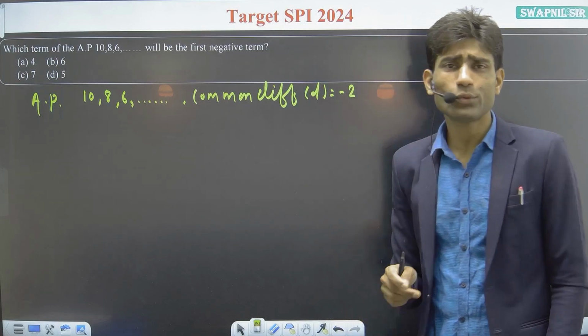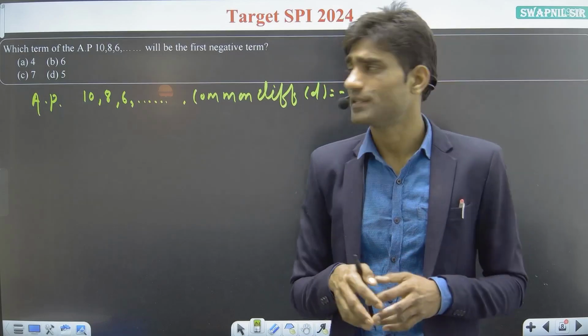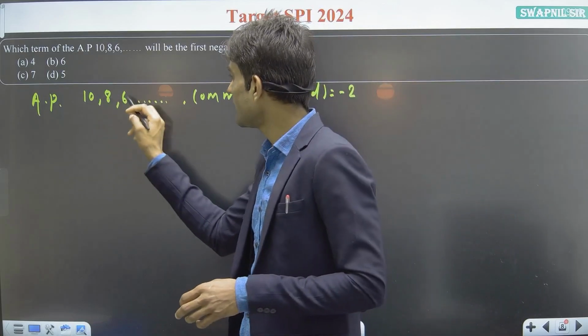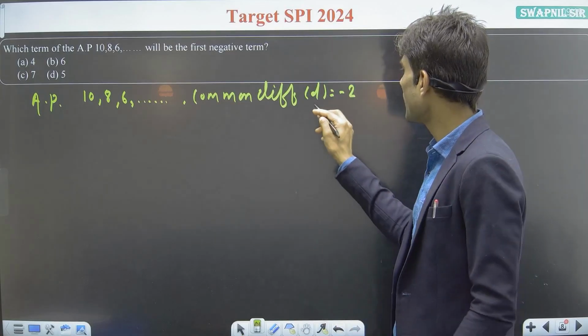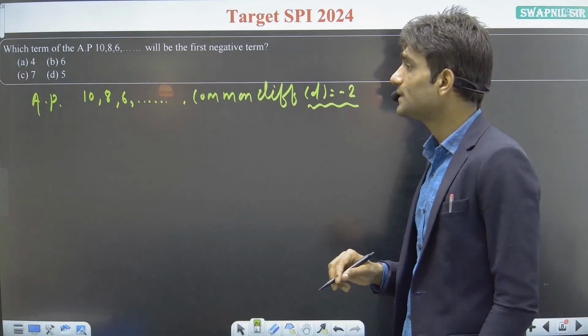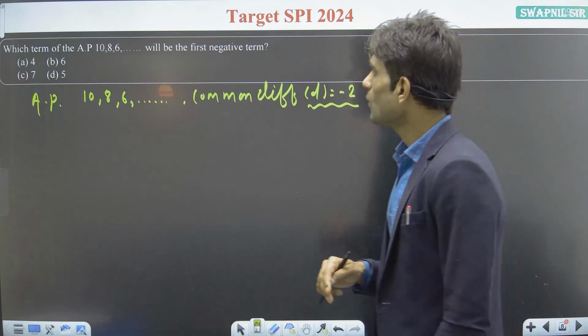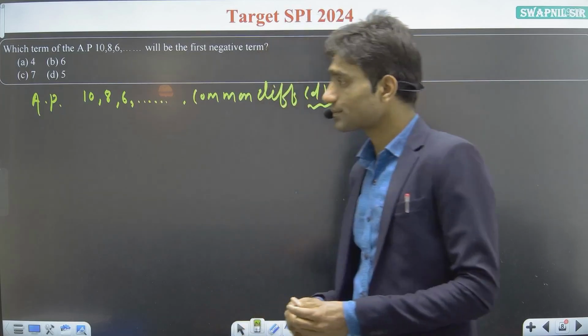Why is it negative 2? Common difference says to subtract the first term from the second term, okay. That means 8 minus 10, 6 minus 8, it always gives negative 2. So we have common difference D, which is here minus 2, the negative of 2. We got the common difference negative 2 here, okay.